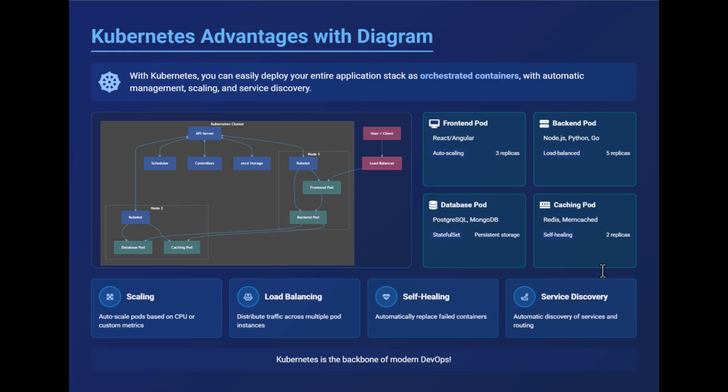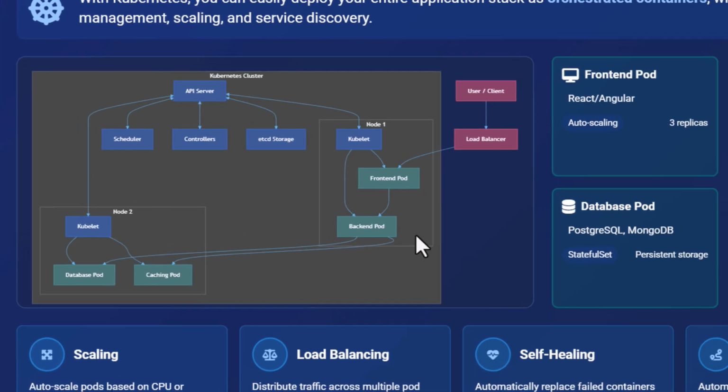In this slide, let's explore the real power of Kubernetes, not just in theory, but how it actually works under the hood. Kubernetes lets you deploy your entire application stack as orchestrated containers, meaning your apps are automatically scaled, managed, healed, and discovered, all in real time. Let's look at a diagram first.